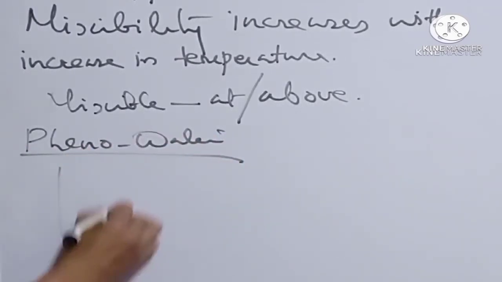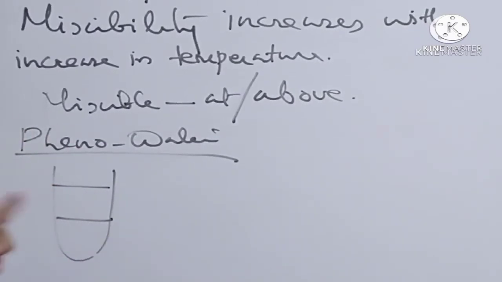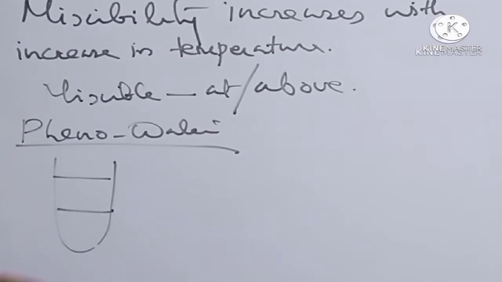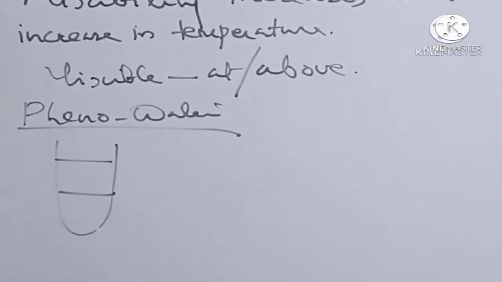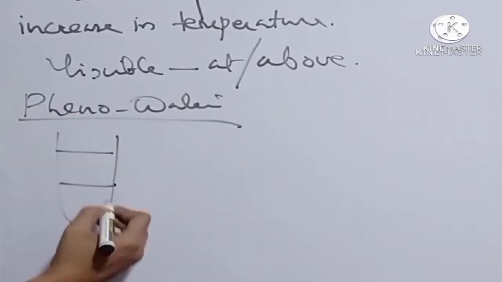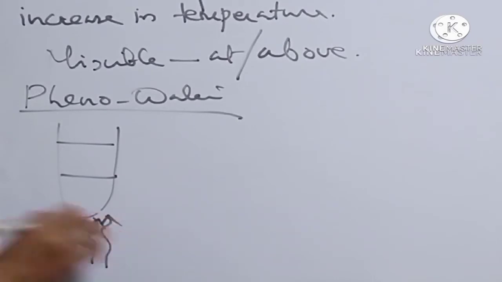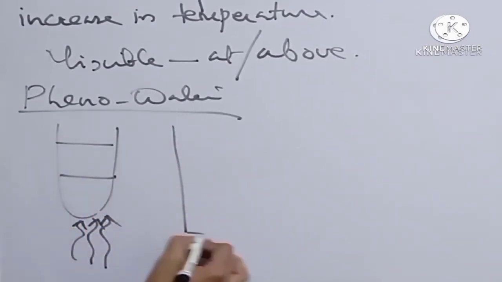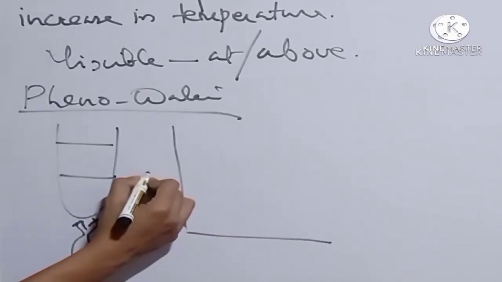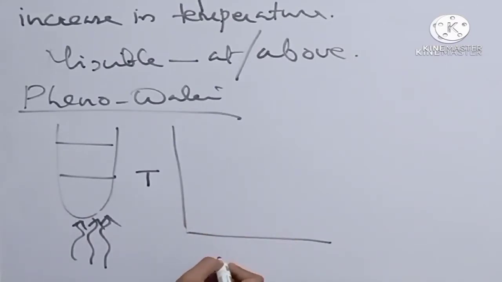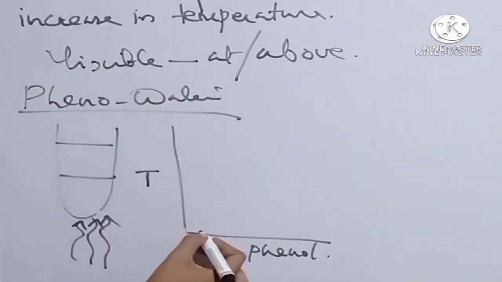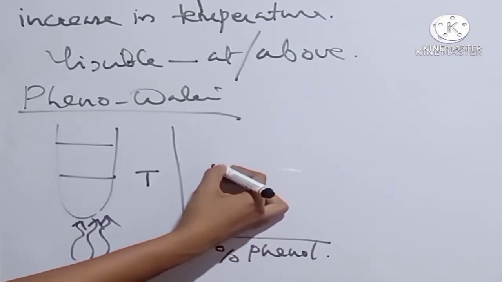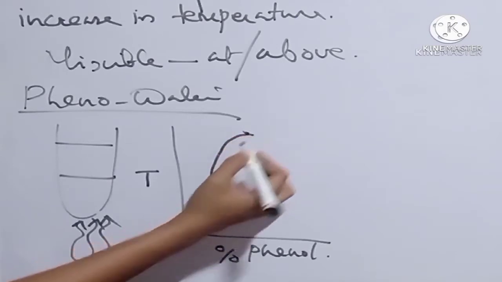So if we mix equal amounts of phenol and water, they'll form two conjugate solutions. One of the solutions is saturated phenol in water, and the next one is saturated water solution in phenol. When we increase temperature, when we heat this mixture, its miscibility increases. So I'm going to mark the temperature on the y-axis, and the percentage of phenol on the x-axis. When temperature increases, the miscibility of the liquid increases, then at a particular point, I'll get a completely miscible liquid.